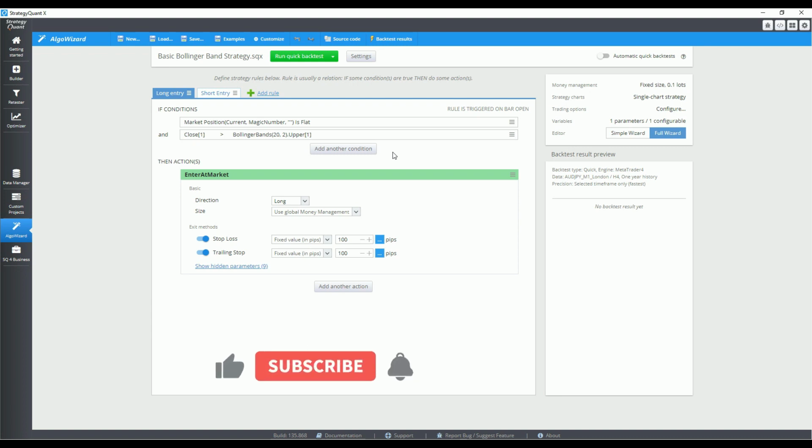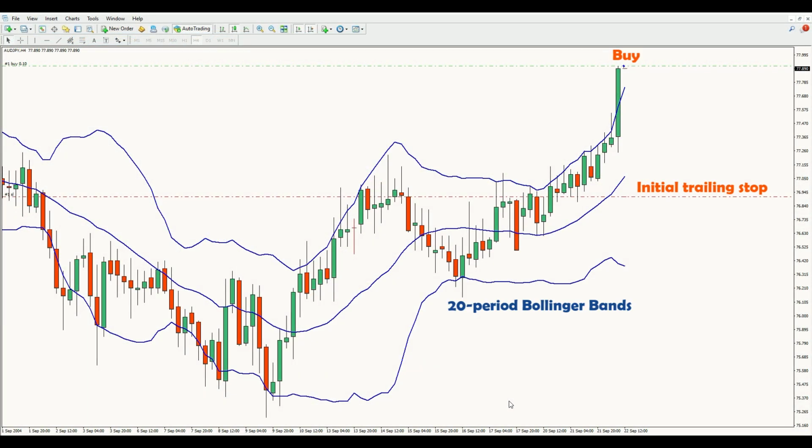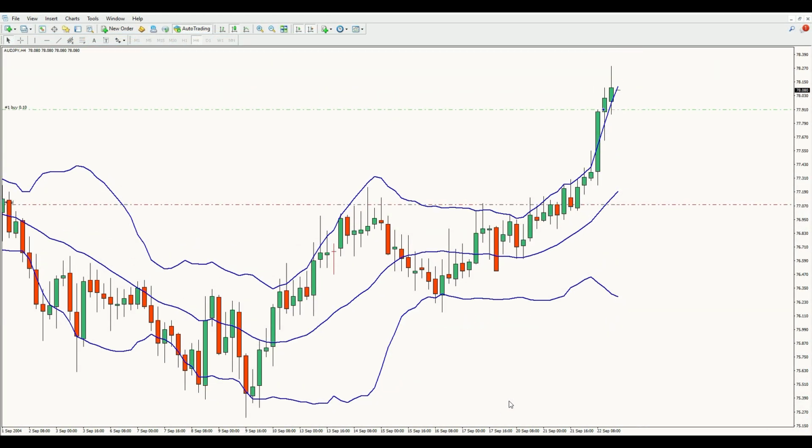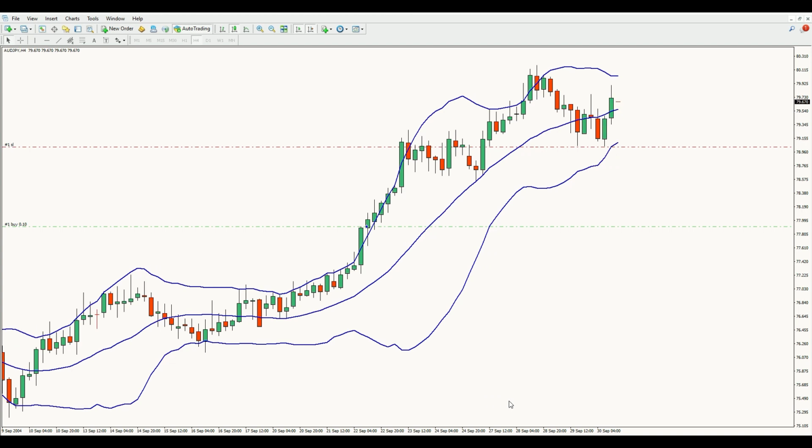I'll grab a popular Bollinger Band's trend strategy to illustrate the use of tick volume. I will buy when price closes above the 20-period upper Bollinger Band, and sell when price closes below the 20-period lower Bollinger Band. A 100-pip stop loss and trailing stop will be added for trade management. Here's the simple strategy in action, with the trailing stop already locking in a substantial profit.